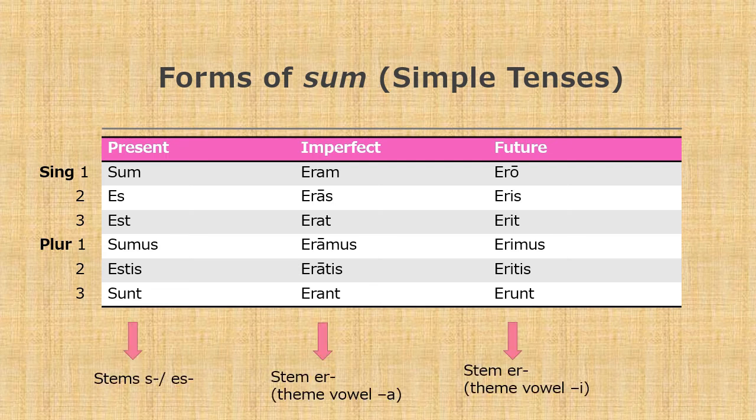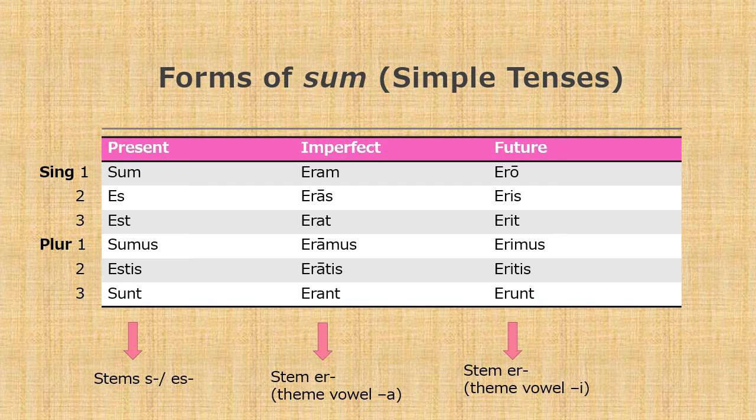As you can see, the present has two stems: the stem S, which is found before U, and the stem S, which is found before consonants. The imperfect has the stem R with the thin vowel A, so eram, eras, erat. And the future has the stem R with the thin vowel I. So ero, eris, erit, eritis, erimus, eritis.